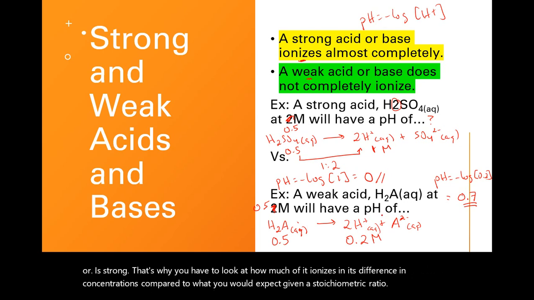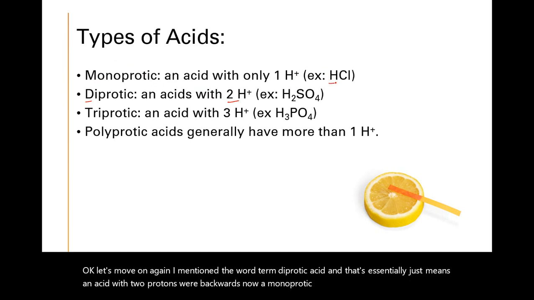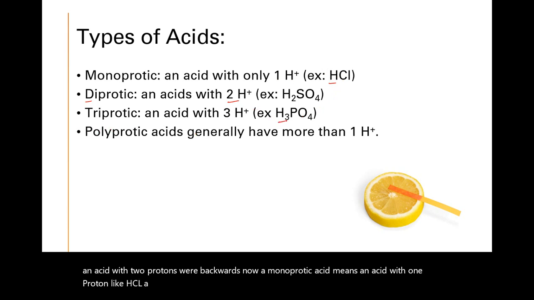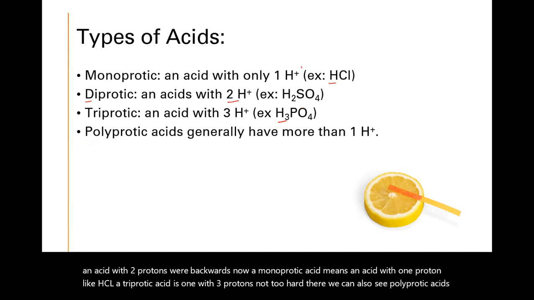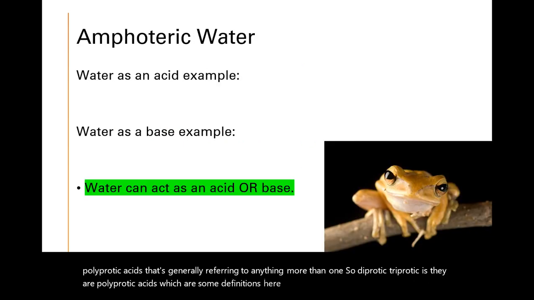Okay, let's move on. Again, I mentioned the term diprotic acid, and that essentially just means an acid with 2 protons. Work backwards now. A monoprotic acid means an acid with 1 proton, like HCl. A triprotic acid is one with 3 protons, not too hard there. We can also say polyprotic acids. That's generally referring to anything more than 1. So diprotic, triprotic, they are polyprotic acids. So just some definitions here, some terms that are important to know.